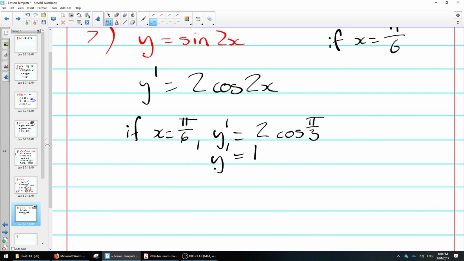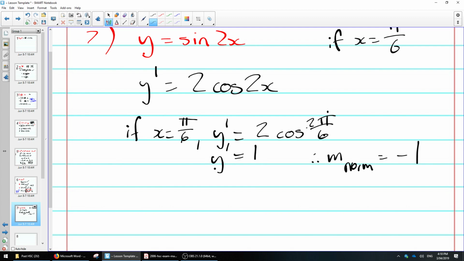Because this is 2 times x. So if x equals pi on 6, then 2 times pi on 6. Pi on 6 is 30 degrees, so times by 2, that's 60 degrees. And so cos 60 is a half. 2 times a half is 1. That's the gradient of the tangent. So therefore the gradient of the normal equals negative 1 over 1, negative 1. So that's 1 mark there.